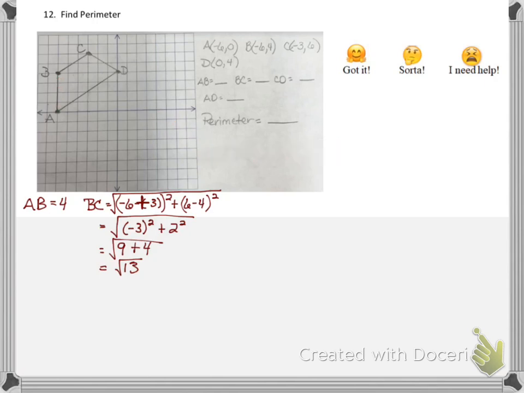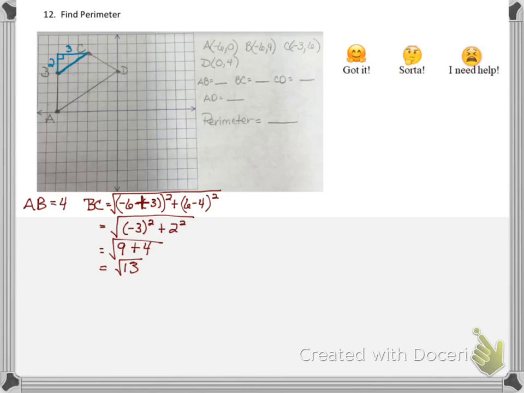The other method is something that I would prefer. So I'm going to try BC again. If I was to draw a right triangle, then this length is 2 and this length is 3, and I know that this is a right angle, and I'm going to use the Pythagorean theorem. BC is the hypotenuse of this right triangle.